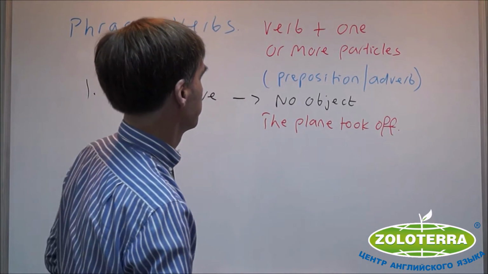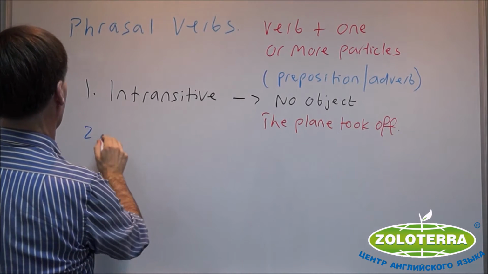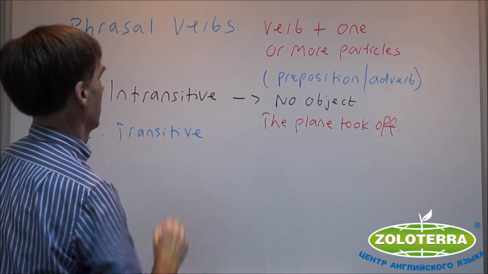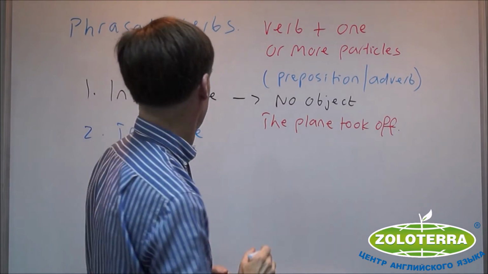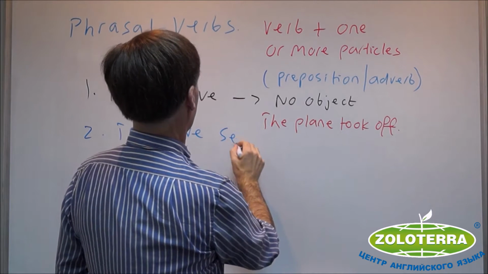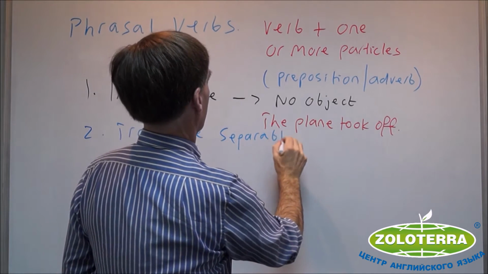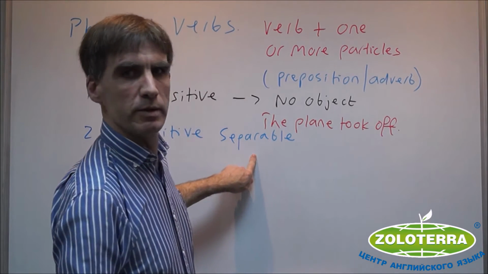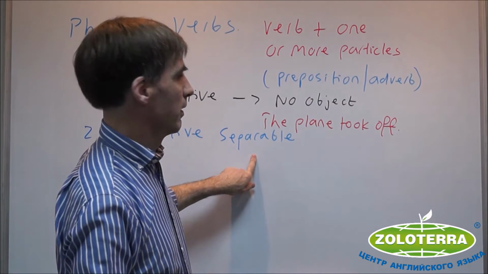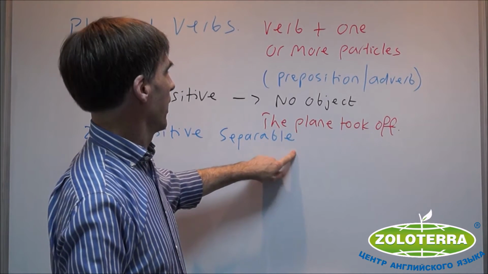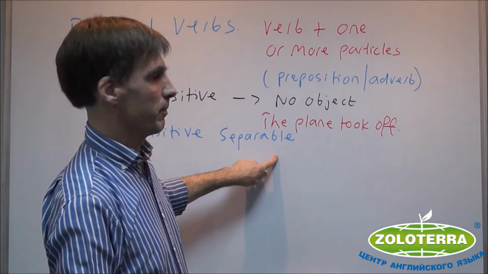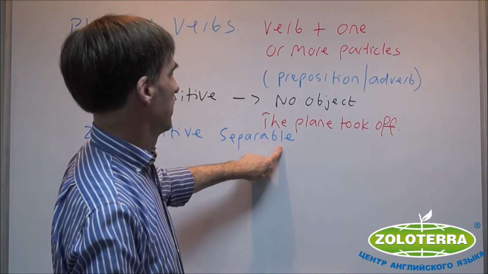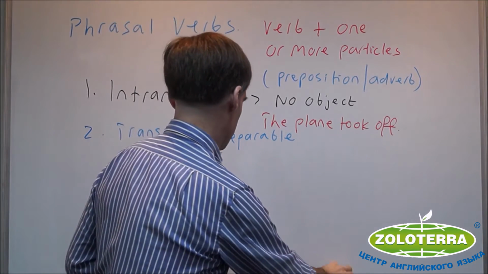Second type, transitive, meaning there is an object, and separable. Separable means that the position of the object can be changed, and the phrasal verb can be written in two ways, exactly the same meaning, but the position of the object is moved. So let's give you an example.